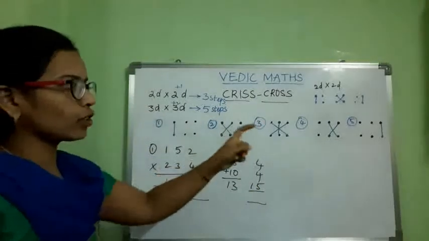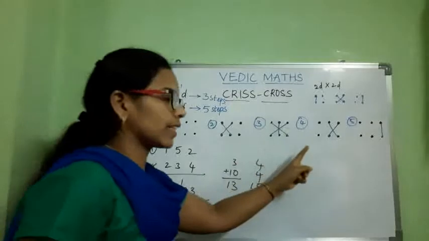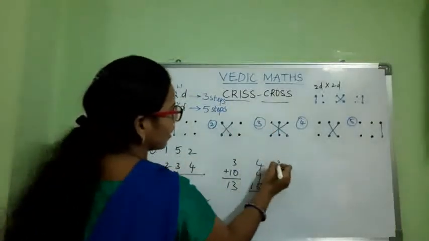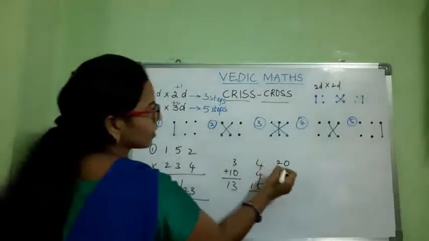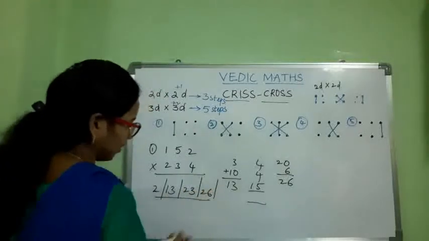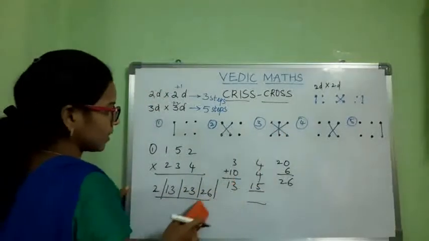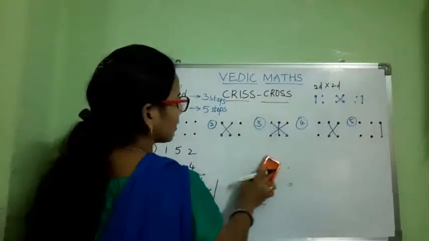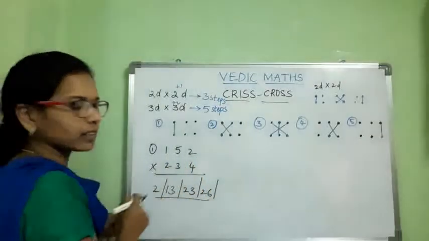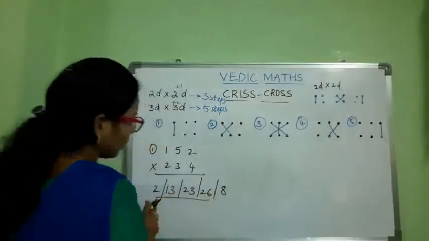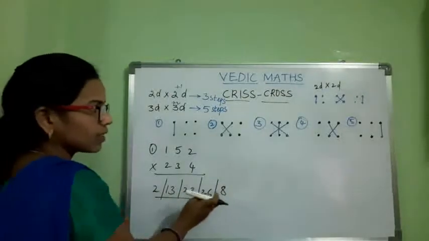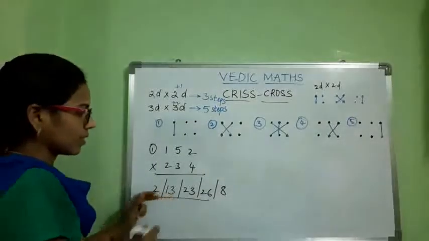Yes, next, fourth step, what do we have to do? Take second and third column digits and do the cross multiplication. 5 times 4 is 20 and 3 times 2 is 6. 26. Yes, finally, the last step, take the last column digits and do the multiplication. 2 times 4 is 8. 1, 2, 3, 4 means 4 steps have finished. This is the fifth step. Yes.